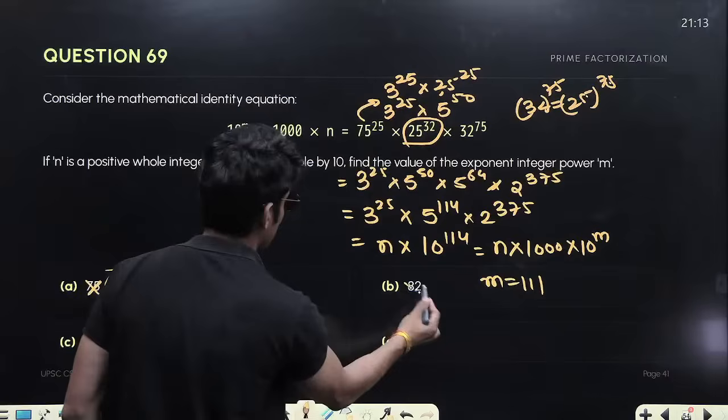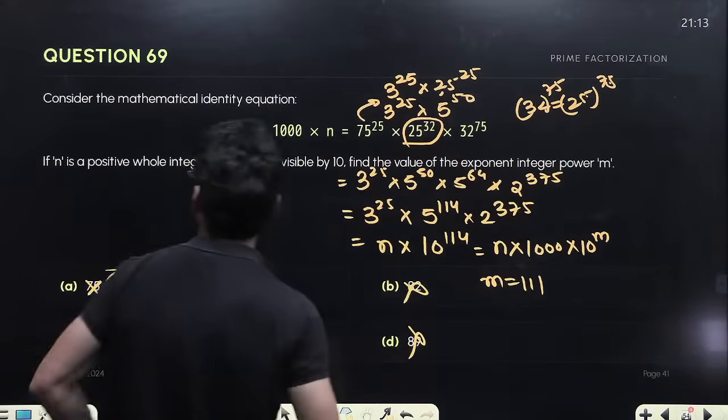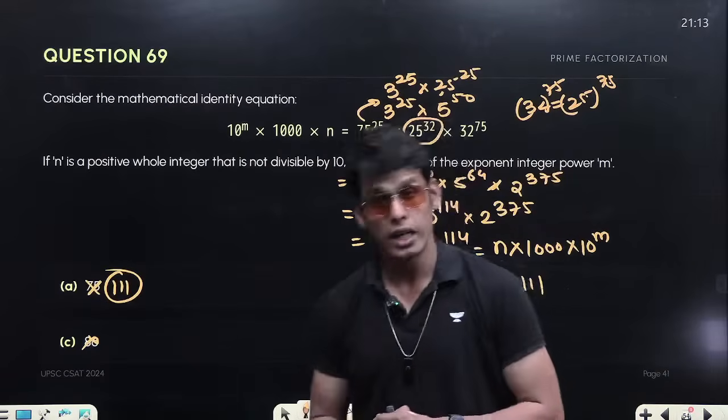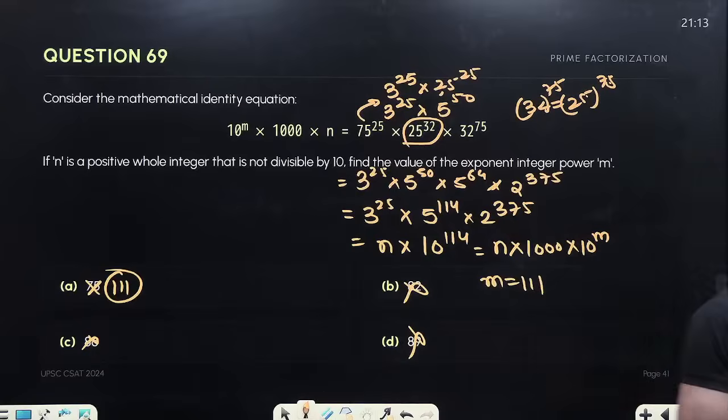The options are incorrect. The options were not these. Option is 111. Right? 111 is the correct answer. Okay? Perfect.